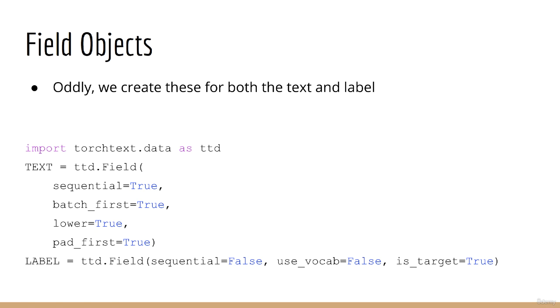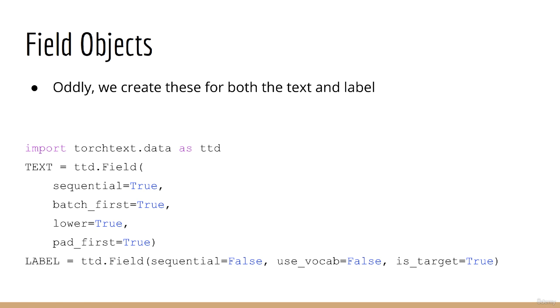We set sequential equal to true since the data is sequential. Each value is a sequence of words. We set batch first equal to true because we want the n dimension to come first and the t dimension to come last. We set lower equal to true because we want to lowercase the words. This isn't always necessary, but our data set is pretty small, in which case it's usually a pretty good idea. And lastly, we set pad first equal to true so that we use pre-padding instead of post-padding. We already discussed why that might be desirable, although you should try both just to be sure.